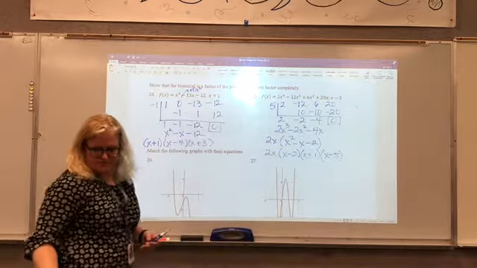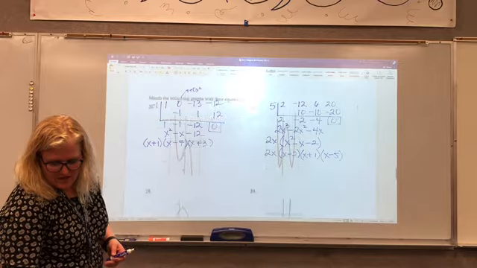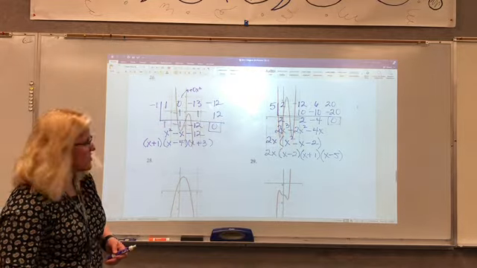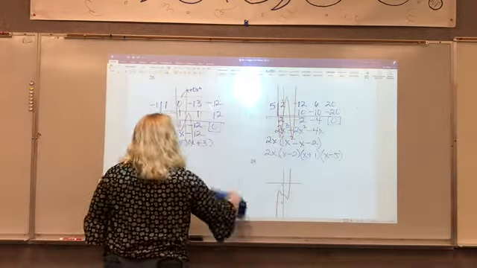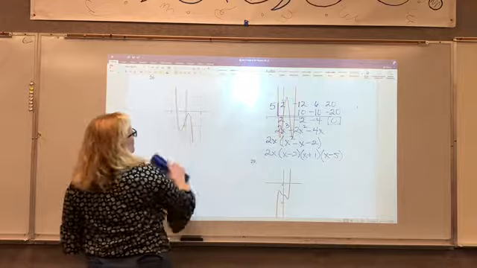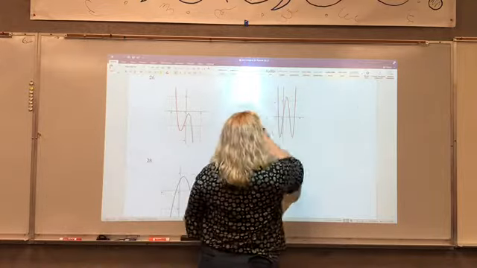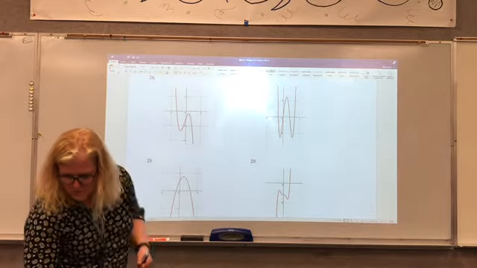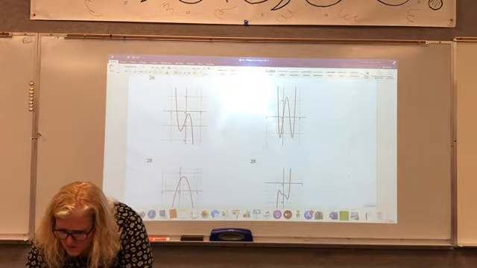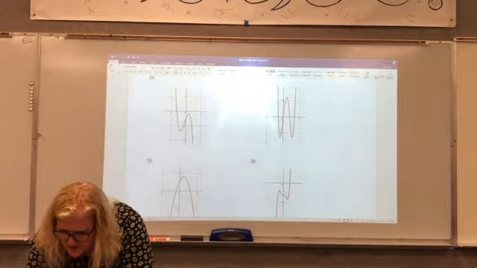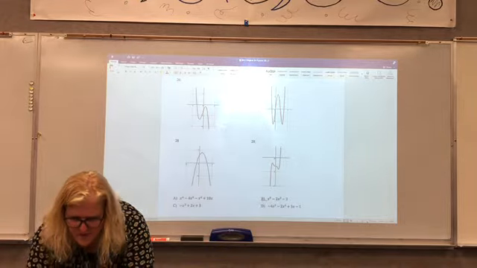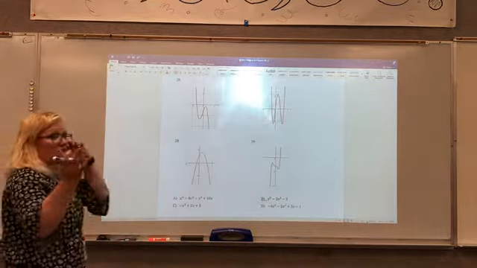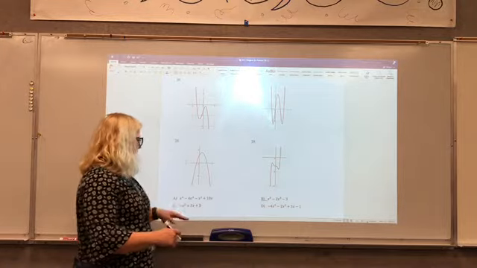Okay. Match the following graphs with their equations. This one I've got kind of over. Let me make this smaller. Hang on just one second. There, now we can see it all. If you can even see it, hopefully it's not too small.